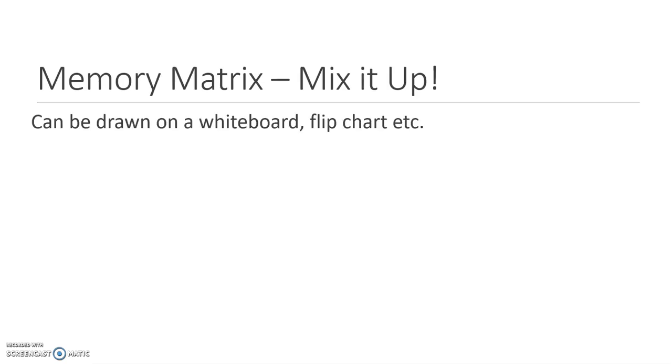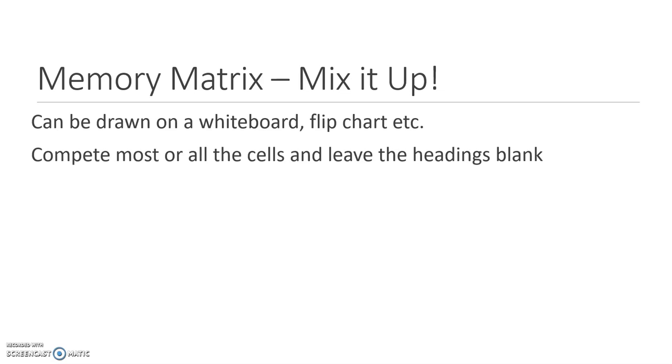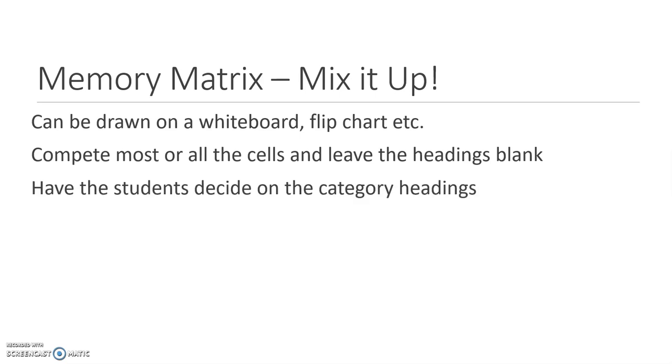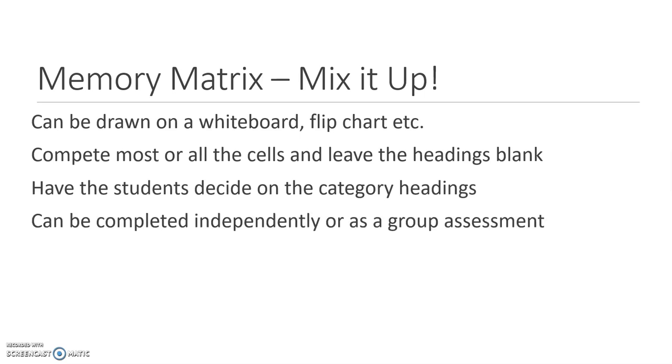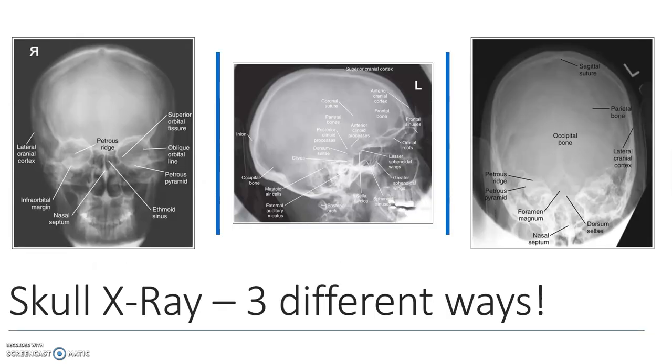You can mix it up a little bit. You can use a whiteboard or a flip chart. You can also complete the cells and leave the headings blank and ask the students to fill in the headings. You can have the students decide on the categories and then also complete the cells. And it can be completed independently or as a group assessment. And it can be a pre or post information assessment tool.